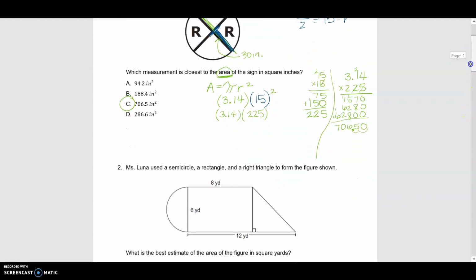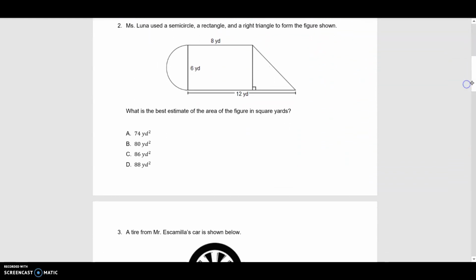All right, let's go on to problem number 2. It says Miss Luna used a semicircle, rectangle, and a right triangle to form the figure shown. What is the best estimate of the area of the figure in square yards? There were 2 different ways that we could solve this problem, but I'm going to show you the way that most students solved it, and then I'll show you another way you could have gone about it. I always like to start with the easiest shape, so I'm going to start with my rectangle.